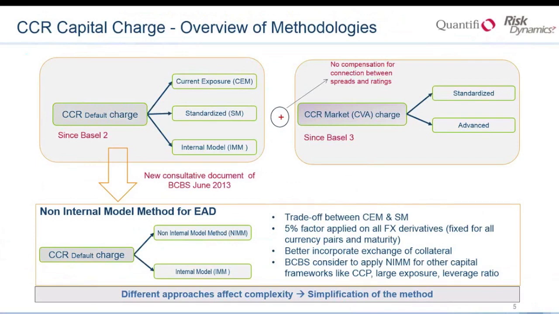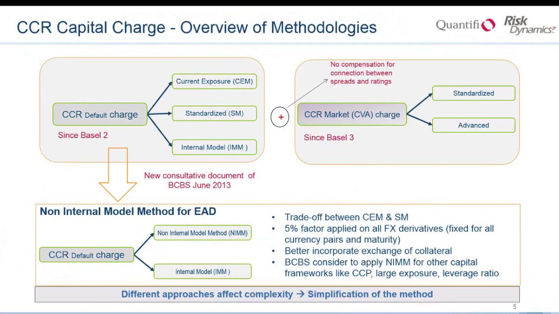Some important advantages of this NIMM method with respect to the CEM are that the NIMM is calibrated on a stress period, it recognizes the benefits of collateral, and it is more reflective of legal netting arrangements. So with this new method, in fact, the regulator aims at improving significantly the risk sensitivity of the capital framework without creating undue complexity.